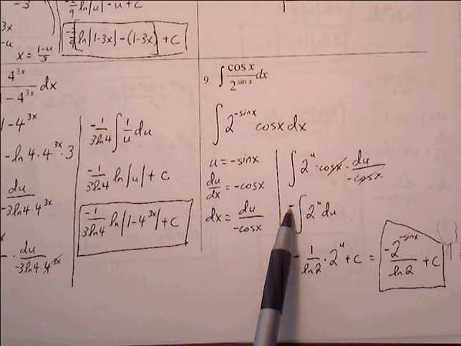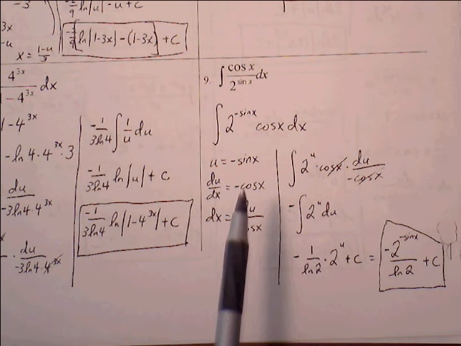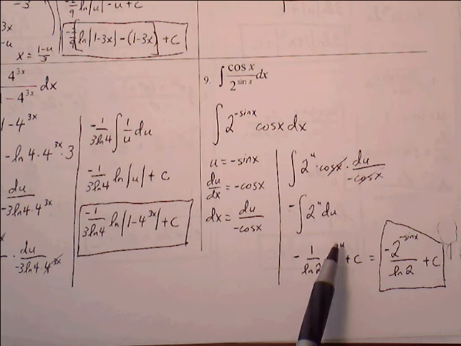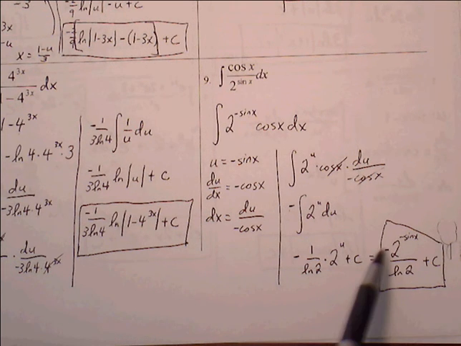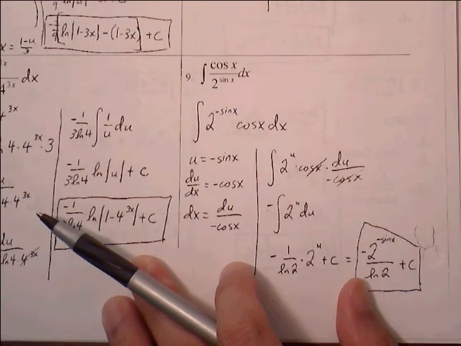And then the integral for a to the u is just going to be 1 over ln of a times a to the u plus c. So 1 over ln of 2 times 2 to the u plus c. And then replace our u value back in terms of the original variable, which is negative sine of x.